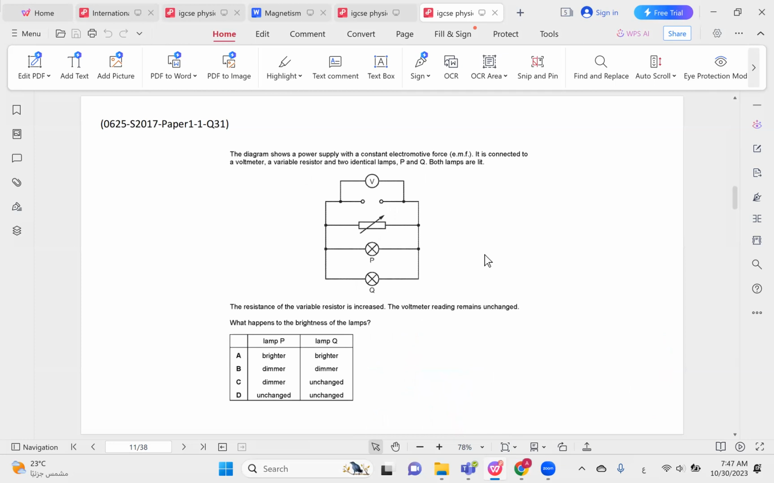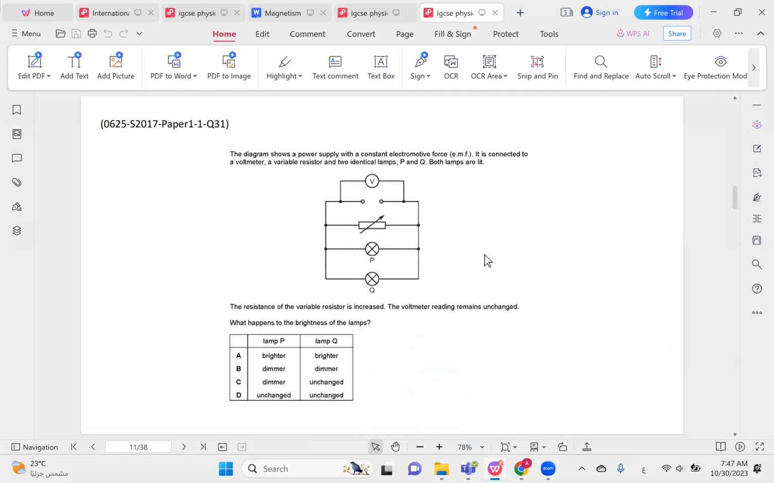The diagram shows a power supply with a constant electromotive force, EMF. It is connected to a voltmeter, a variable resistor, and 2 identical lamps, P and Q. Both lamps are lit. The resistance of the variable resistor is increased. The voltmeter reading remains unchanged. What happens to the brightness of the lamps?